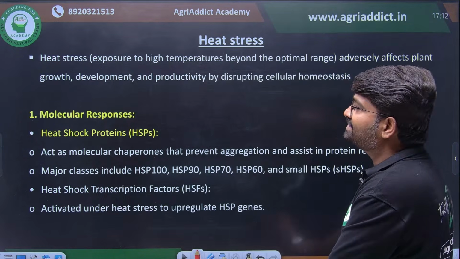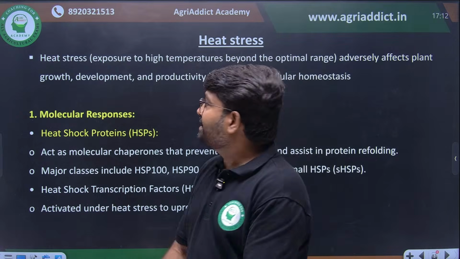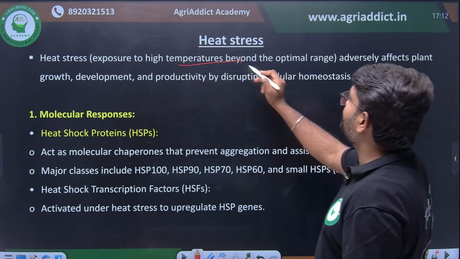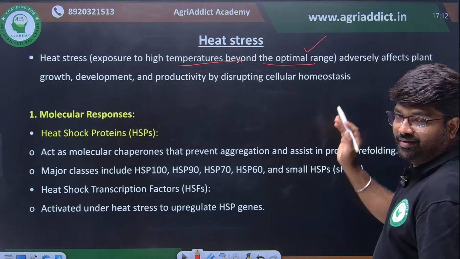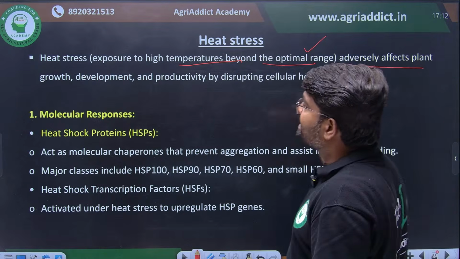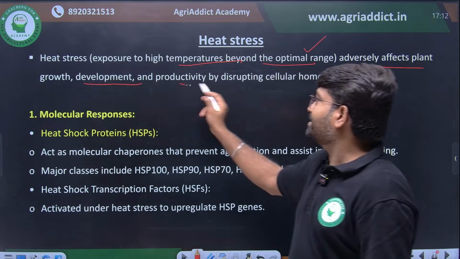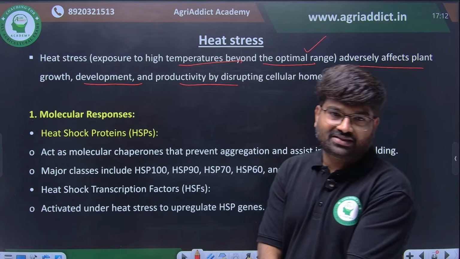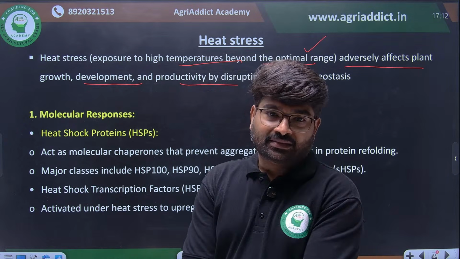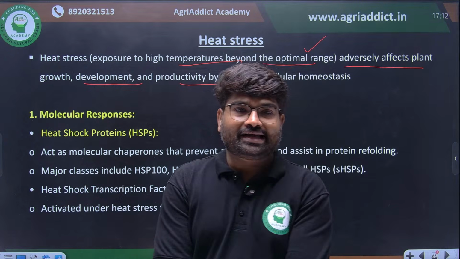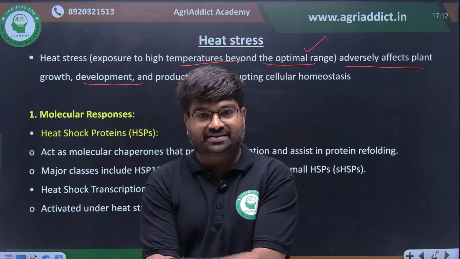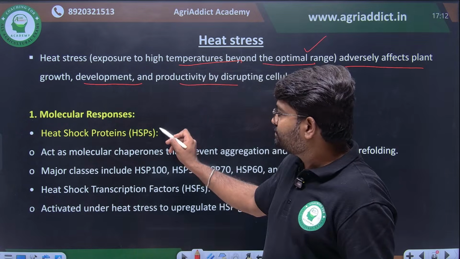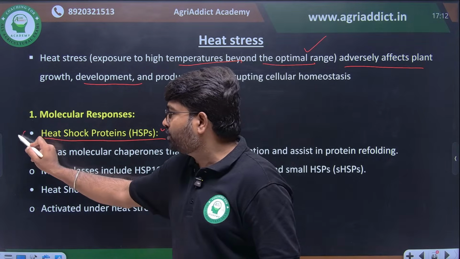Coming to heat stress, we know what heat means. If there is exposure to high temperature beyond the optimal range, that will adversely affect plant growth, development and productivity by disturbing the cellular homeostasis, known as heat stress. And the most important and critical point, under heat stress, heat shock proteins will be accumulated. This is another important point.